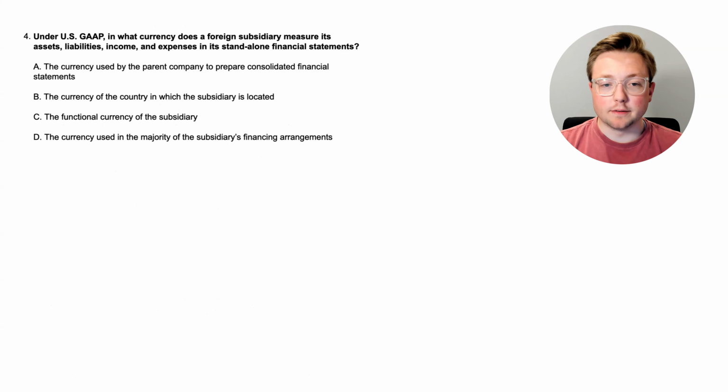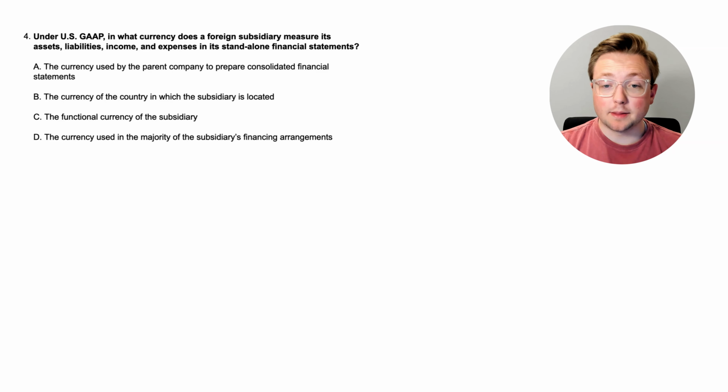Okay, here we are at question 4. Under US GAAP, in what currency does a foreign subsidiary measure its assets, liabilities, income, and expenses in its standalone financial statements? So when it's just the subsidiary's financial statements, how do they represent their assets, their liabilities, and everything like that? Let's go through the options.